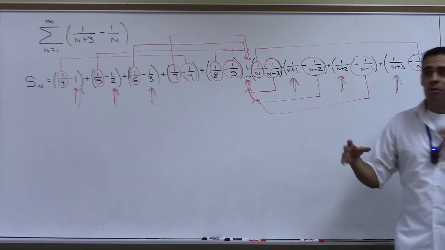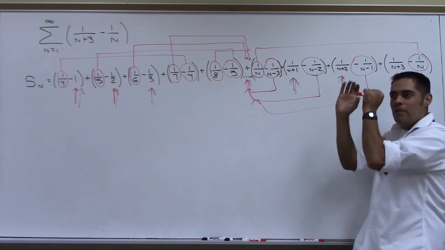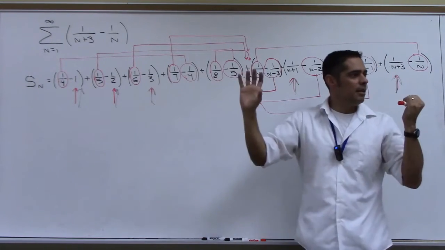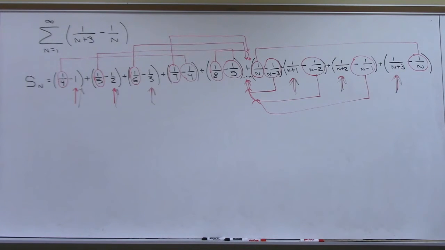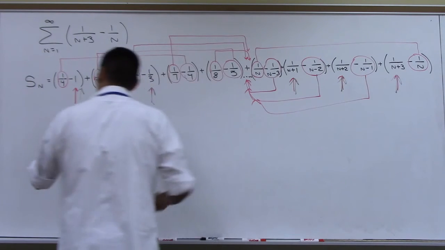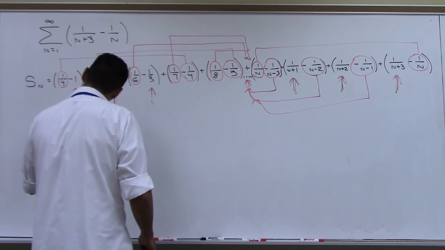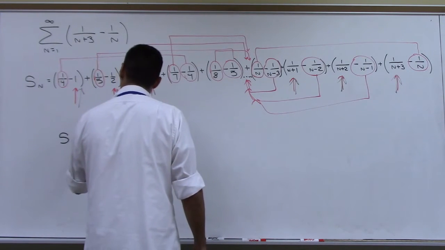Telescopic, old school telescopes, you know what I'm talking about? You look through it, you collapse it down, right? And you wind up with the 2 ends coming together. That's the idea behind the language of this. So S sub n is equal to whatever was left. 1/4 plus 1/5.